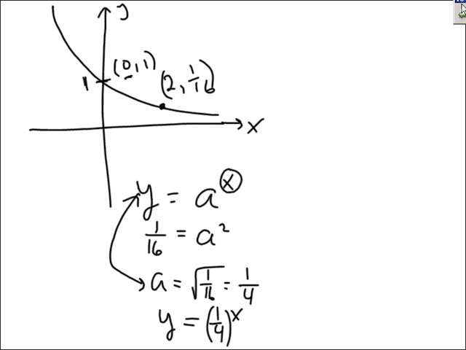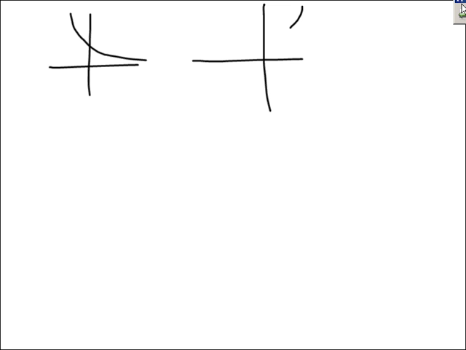Okay, so what if we play games with shifting? Now, remember, in these graphs, either it looks like this, or it looks like this. In either way, they're getting closer and closer to y equals 0. Y equals 0 is a horizontal asymptote.